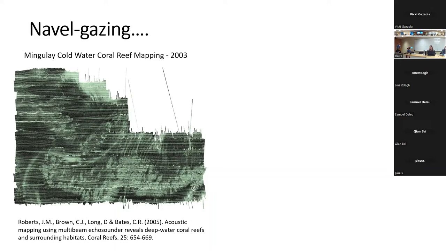My first dabble with multibeam backscatter, I pulled up this map. This is Mingulay Reef from Scotland. We collected it with a Kongsberg EM2000 system. The mosaic that we used is pretty cruddy looking. We got value out of it. It was great to be able to start to use it. But there were no tools available for users like myself to actually process that data easily, generate a backscatter mosaic, and use that for understanding the ecology of this cold water coral.